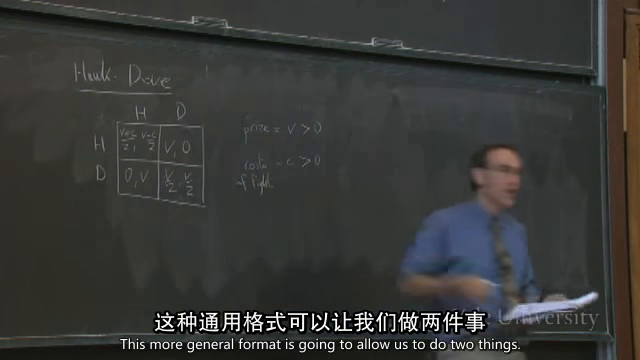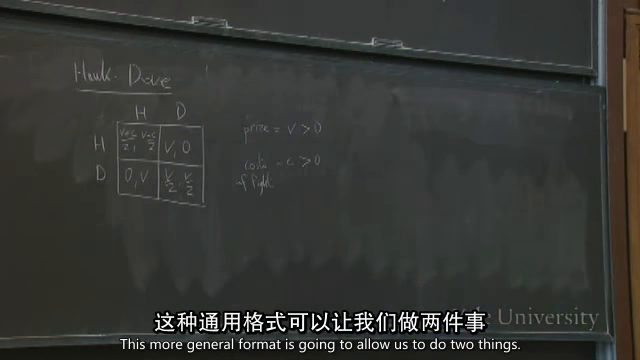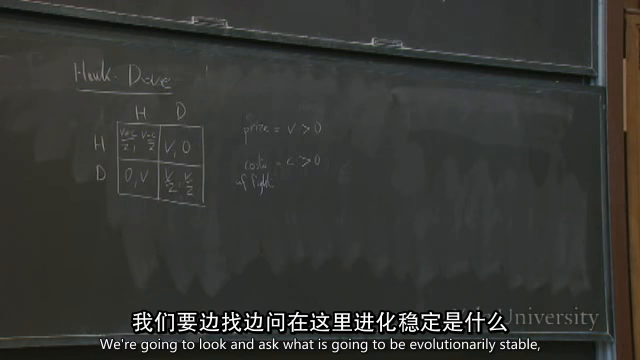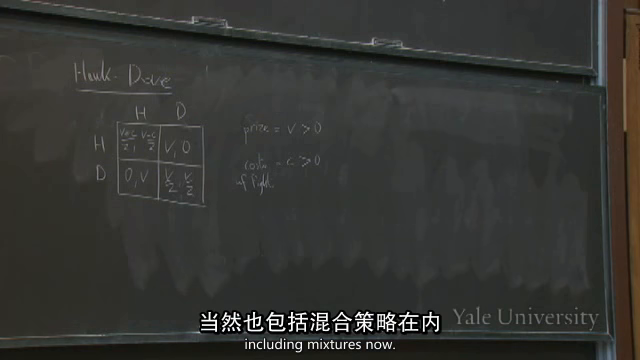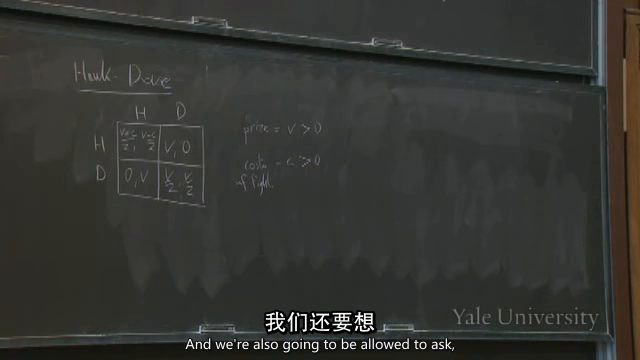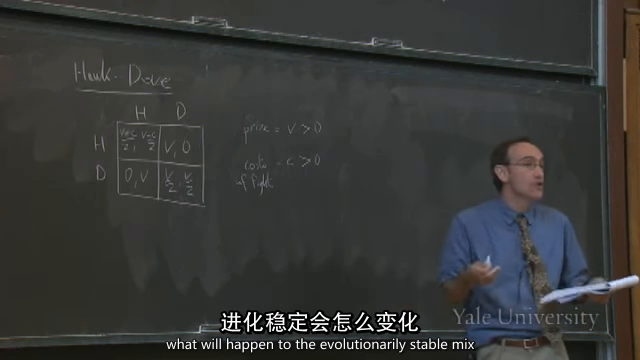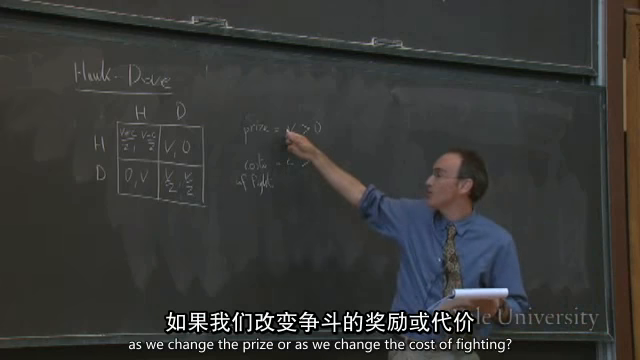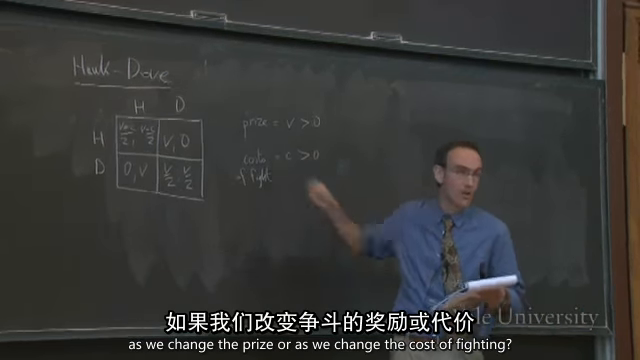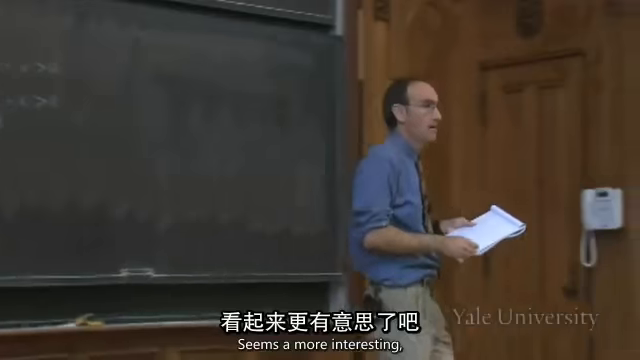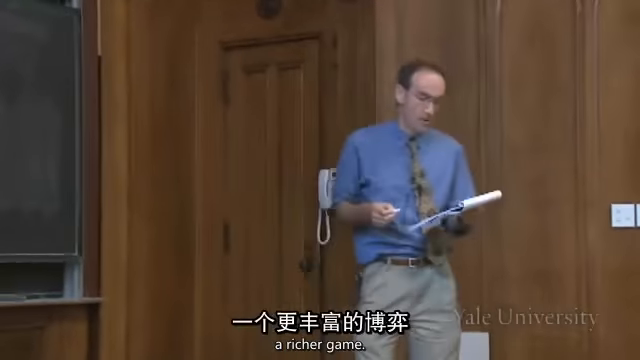All right? And this more general format is going to allow us to do two things. We're going to look and ask what is going to be evolutionarily stable, all right, including mixtures now, and we're also going to be able to ask, what will happen to the evolutionary stable mix as we change the prize or as we change the cost of fighting? All right? Seems a more interesting, a richer game.